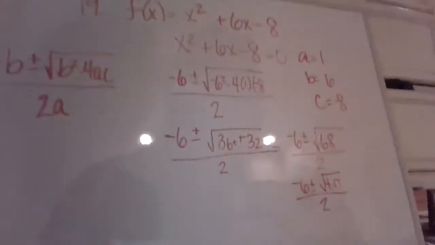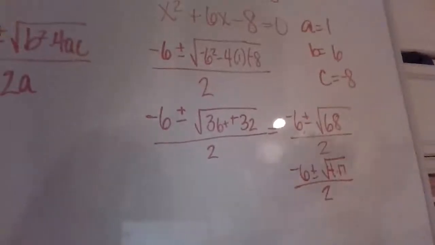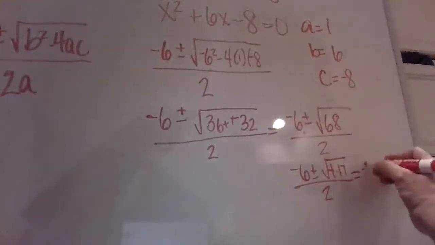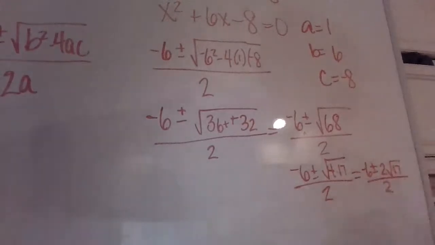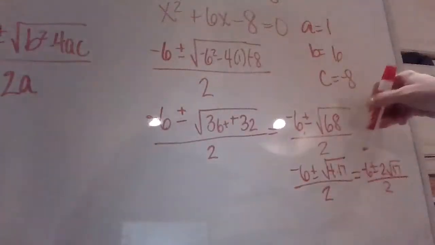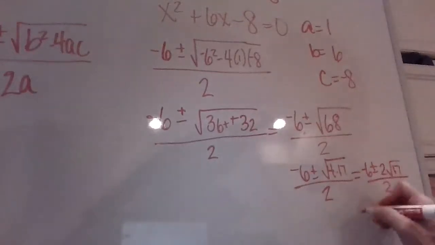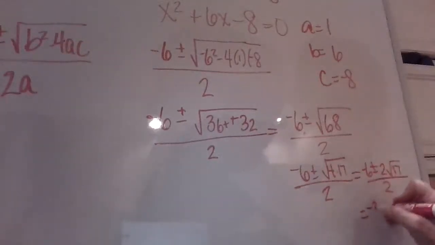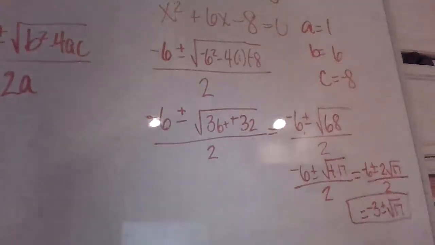So this now is negative 6 plus or minus 2 square root 17, over 2. Now this 2 right here, because it can factor out, I can divide both of these by the 2. So this will equal negative 6 divided by 2 is negative 3, plus or minus 2 divided by 2 is 1, it goes away, square root 17. So there's your answer right there.